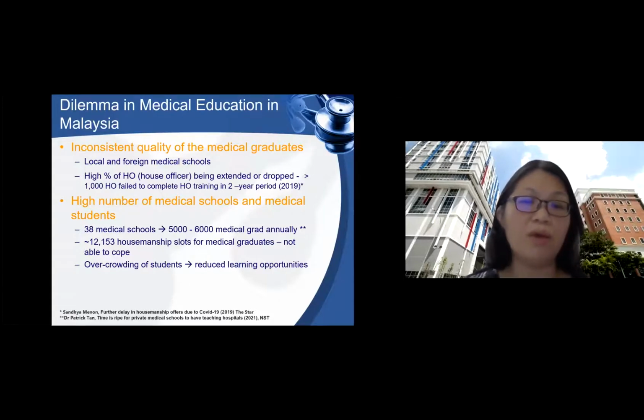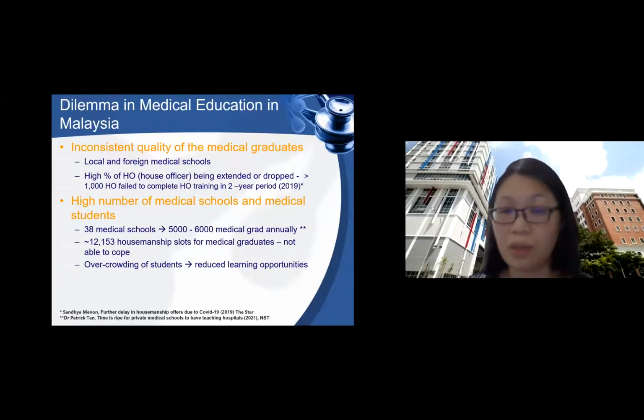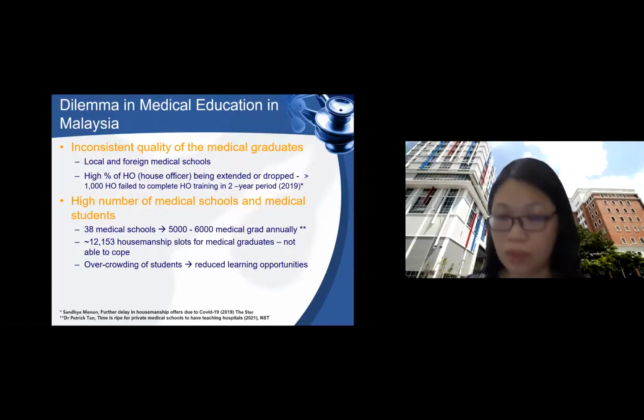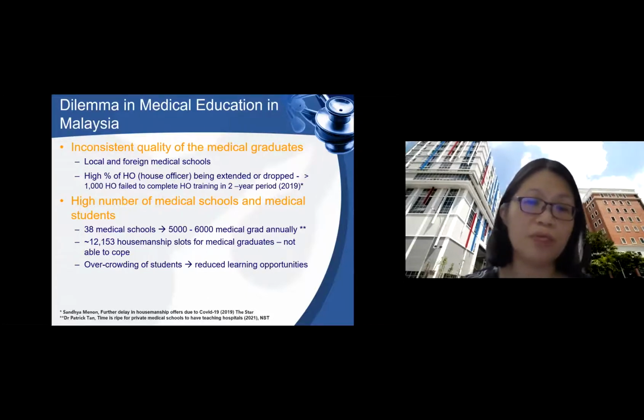So the second issue that we face is the high number of medical schools and medical students. As I mentioned, we have 38 medical schools producing about 6,000 medical graduates annually, and we only have around 12,000 housemanship slots at the moment. Definitely we are not able to cope with this number, and the condition is worsened by the high retention of HOs, the high percentage who are not able to complete their HO training in 2 years' time. Usually medical graduates have to wait up to around 9 months before they get housemanship training, right?